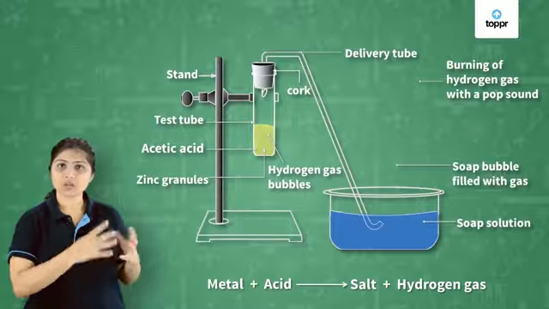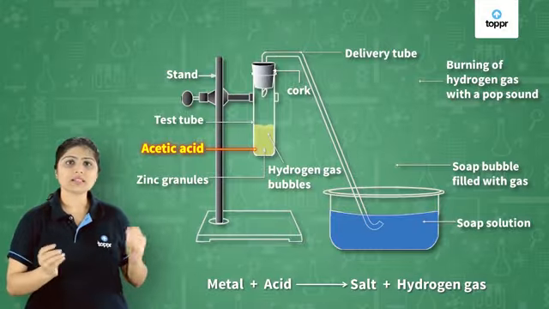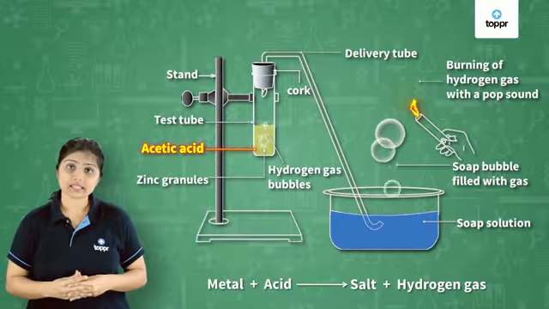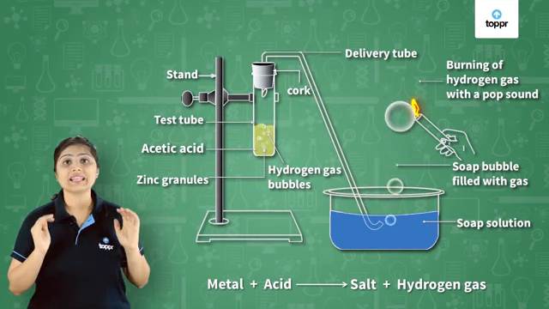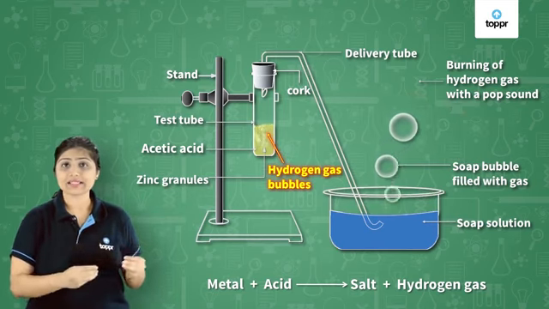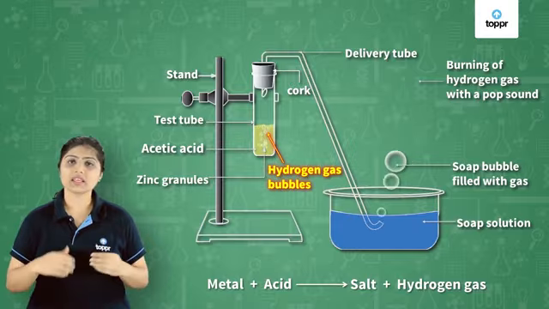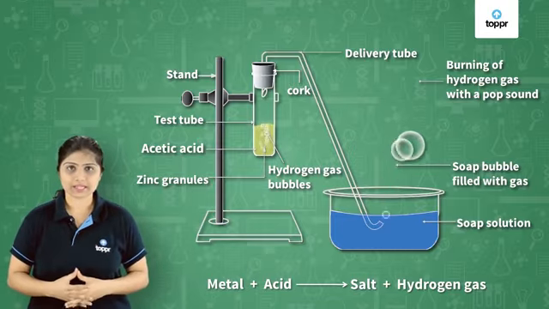But instead of hydrochloric acid, we take acetic acid. Do we find the same thing happening? Yes, but here the amount of hydrogen released is less this time. That is because acids like acetic acid are weak acids. So when they react, they do not produce much hydrogen gas.